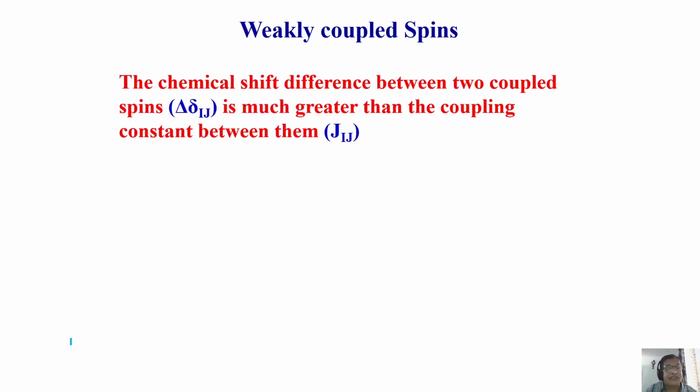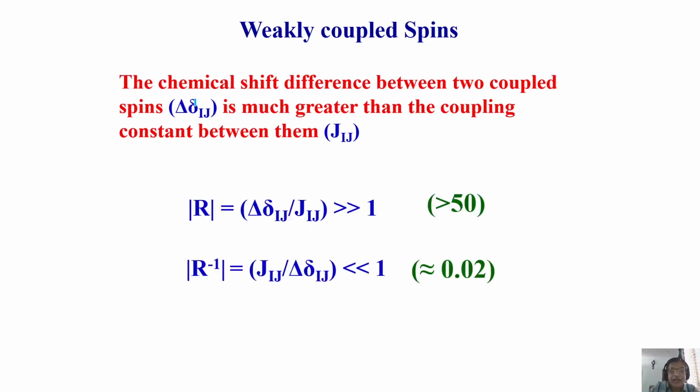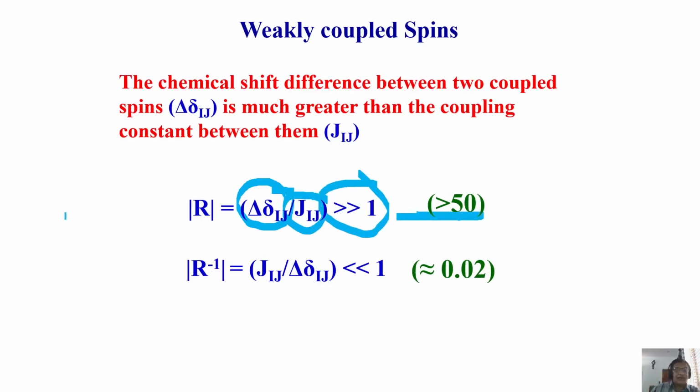How much larger should it be is the next question. If this is 10 hertz and this is 11 hertz, is it okay? No. There is some empirical rule. There is no hard and fast rule, but some empirical rule. The ratio of the chemical shift separation between the spins to the coupling constant should be very much greater than 1, and that should be at least greater than 50 times. You understand?